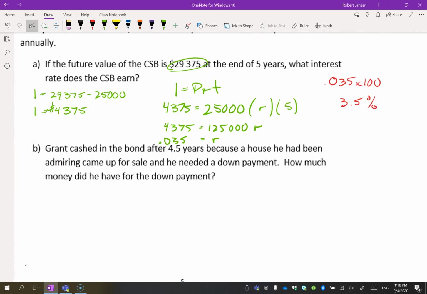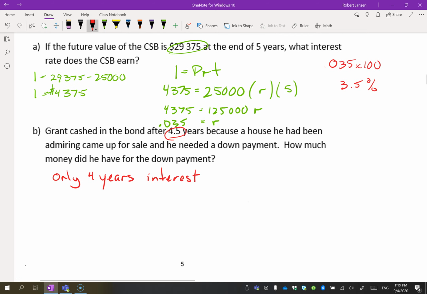Okay, Grant cashed in his bond after 4.5 years because a house he had been admiring came up for sale and he needed a down payment. How much money did he have for the down payment? Yeah, this is interesting. Okay, so if you would have left it in for 5 years, you would have made 29,375. If you put it in for 4.5 years, you only collect 4 years of interest, because it's simple interest.